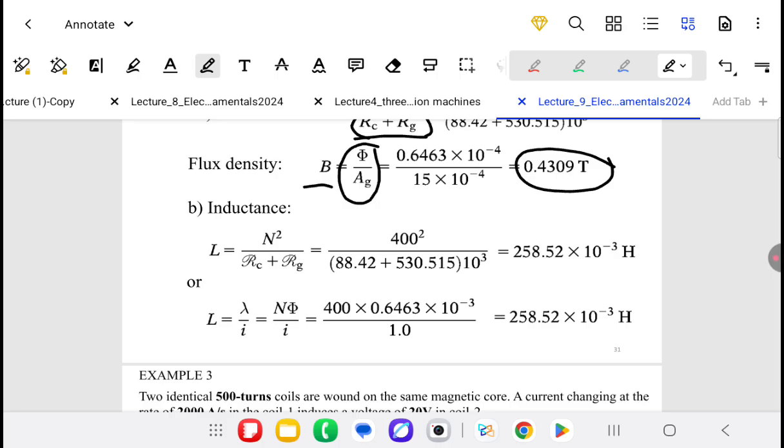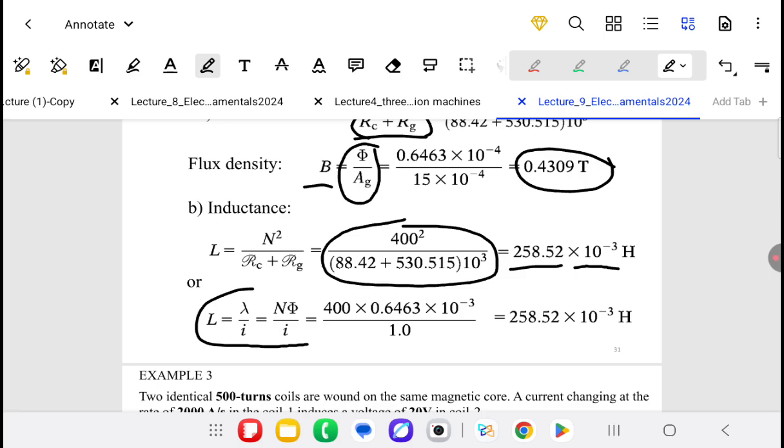The second, or the last required, is the inductance of the coil. We can divide N squared by the summation of the reluctances we have obtained earlier in this part, and we got L equals 258.52 times 10 to the power negative 3 Henry. We can also get the inductance using the self-inductance, N phi over I, or lambda over I, where lambda is the flux linkage. We get the inductance having the same value as the previous step.